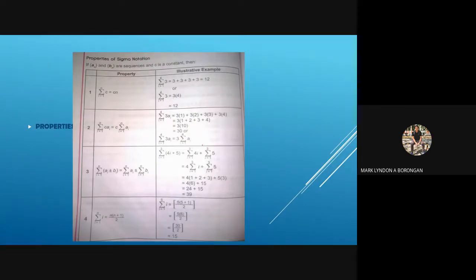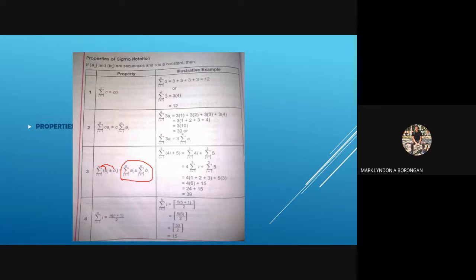Next example is this. The next property is this one: the summation of A sub i plus or minus B sub i from 1 up to n is equal to the summation of A sub i from 1 up to n plus or minus the summation of B sub i from 1 up to n. So what does it do? It just distributes the summation notation, and as a result A and B are separated, right?